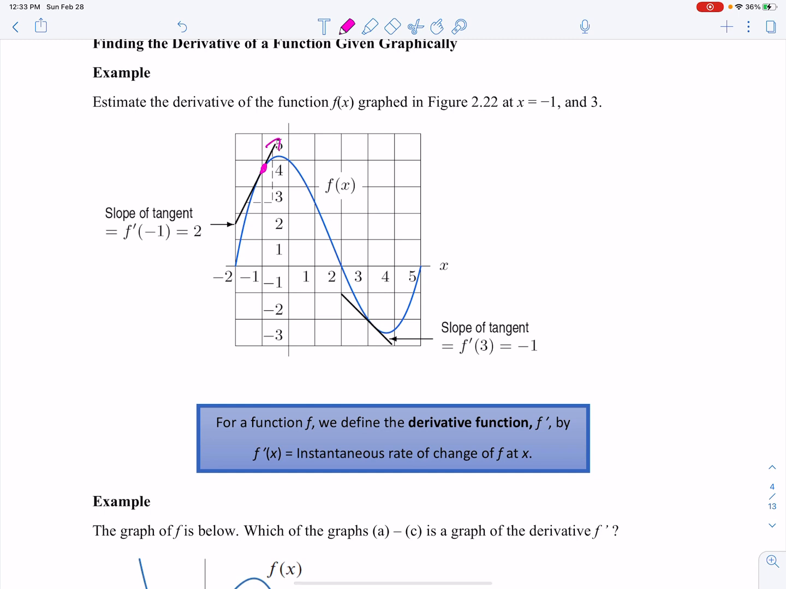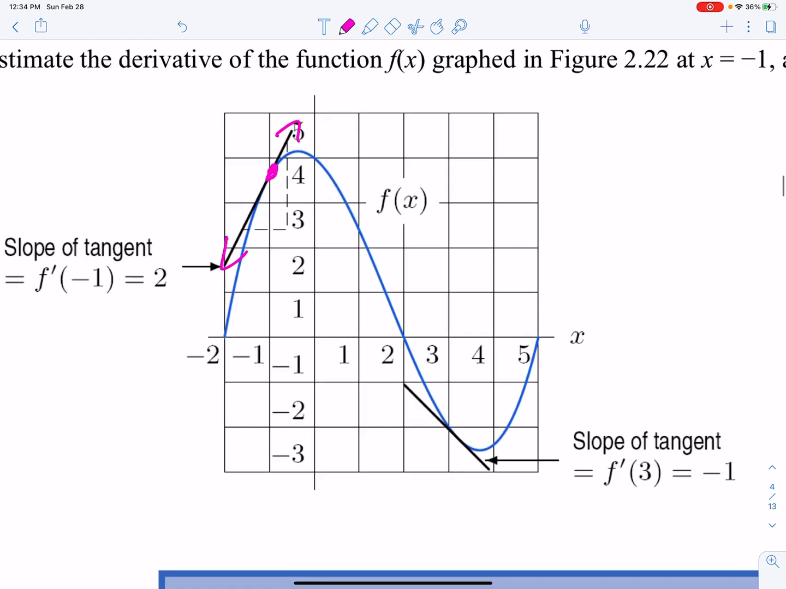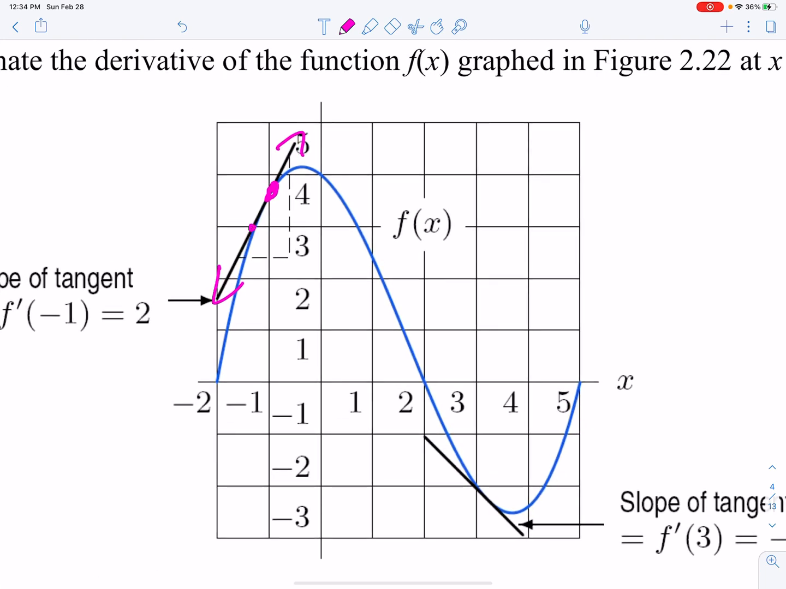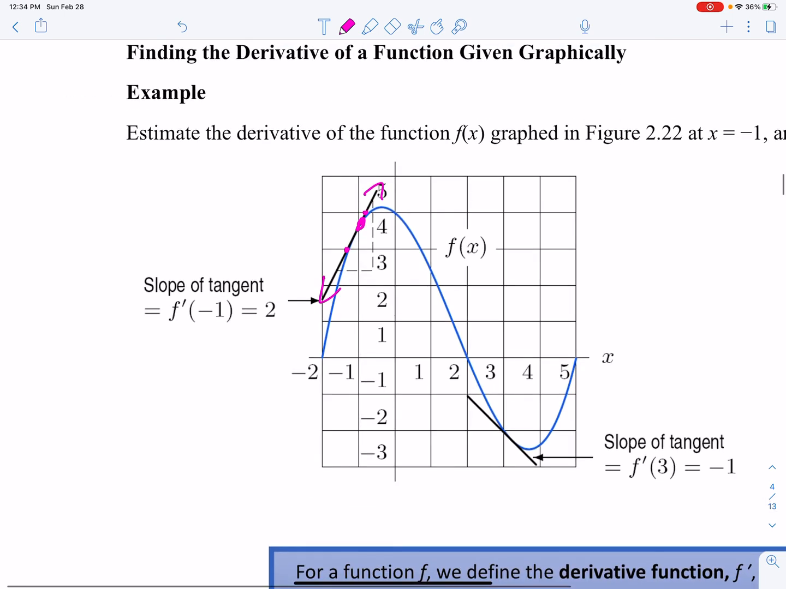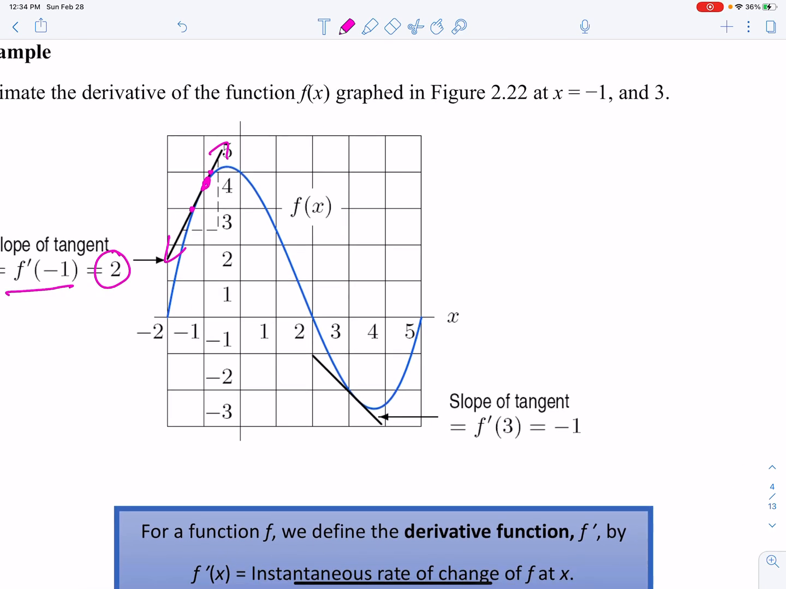At x equals -1, that's right there. Notice what they did. They drew this tangent line in. A tangent is a straight line that touches the graph at exactly one point. What they did was use some points in there. Any two points you can find, you can find a point there, and a point there, and plug into the slope equation and calculate. Again, derivative means slope. So the slope of that tangent line right there is 2. Then they did the same thing down here at f prime of 3, the derivative of the function at 3.